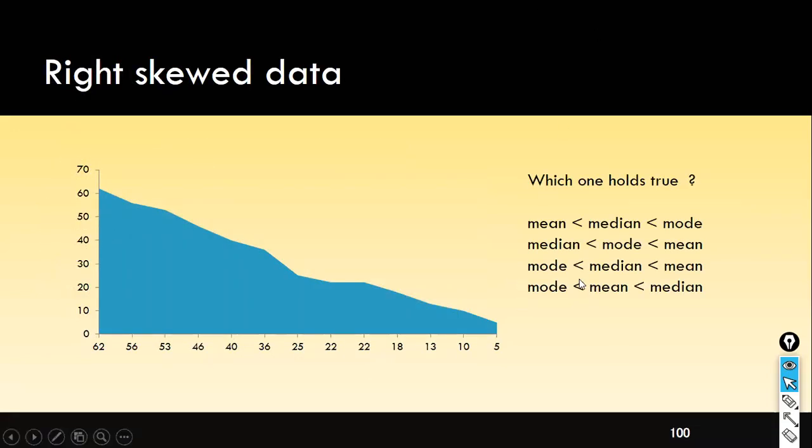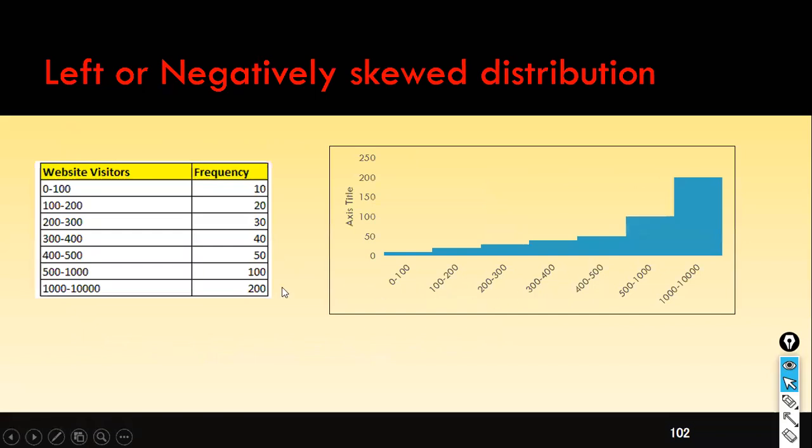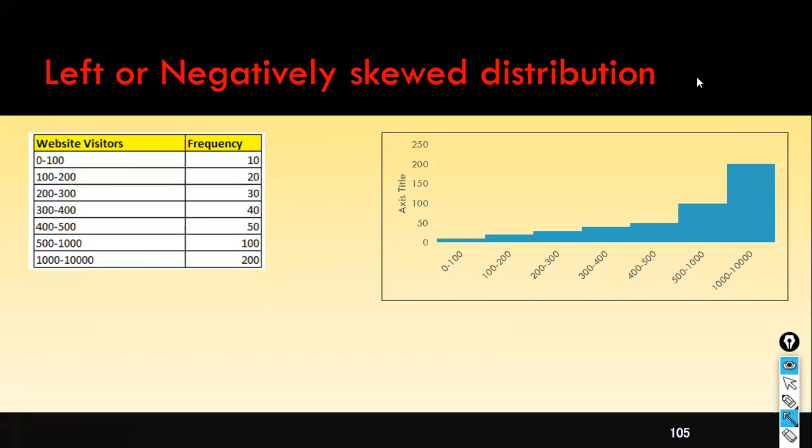I will come back to that a little later. And what kind of distribution is this? This is a left skewed distribution, because this is my peak here. On the left side of the peak, we can see a longer tail. If you connect a line here, the tail is too long. Anything on the left side of the peak is called a left skewed or negatively skewed distribution.